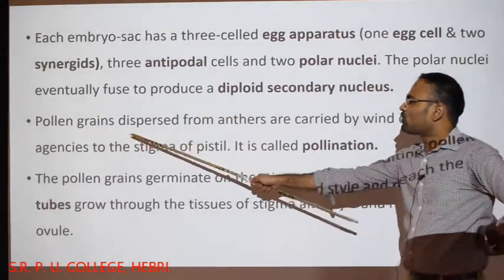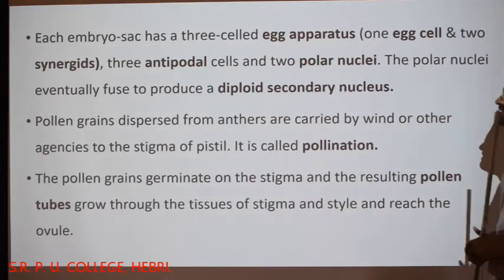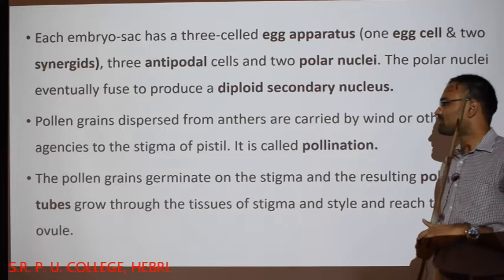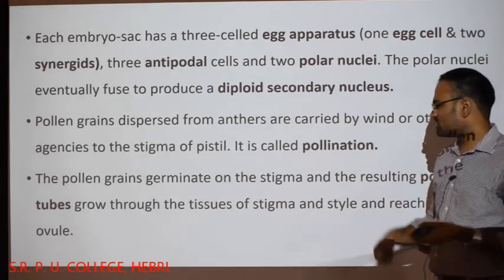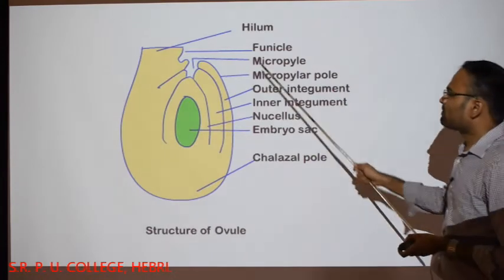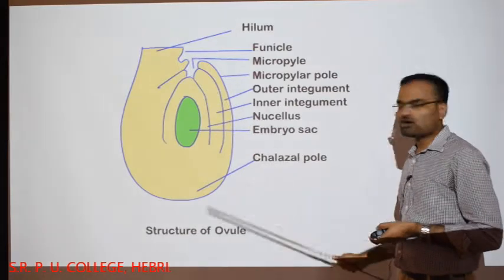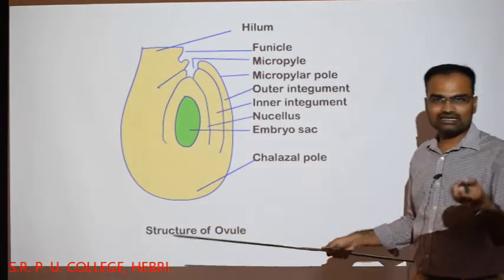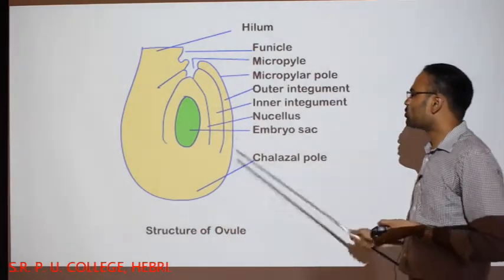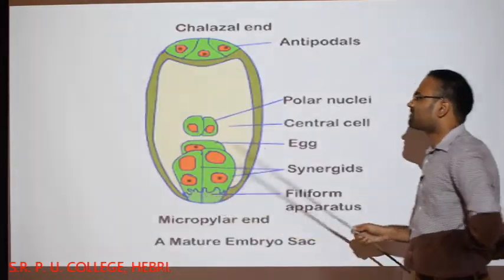And pollen grains dispersed from anthers are carried by wind or other agencies to the stigma of the pistil. It is called pollination. Pollination, we already know that, but as and when the pollen grain enters through the micropyle or through the integument or through the chalaza, it can enter at any part of the ovule. Okay, so as and when they enter the embryo sac, what will happen?